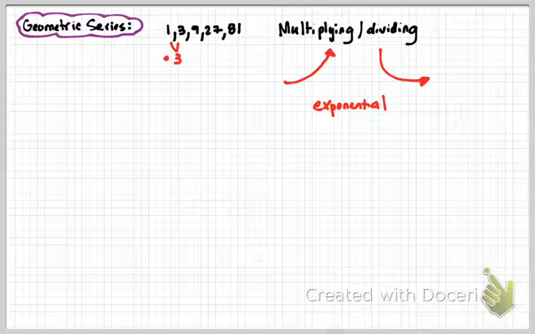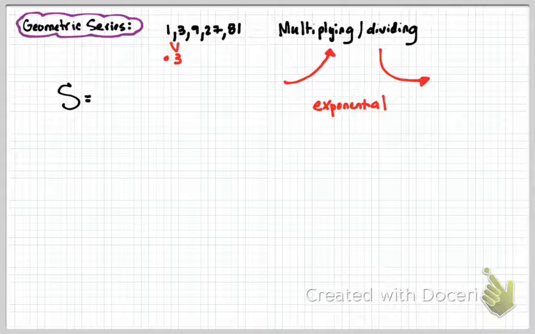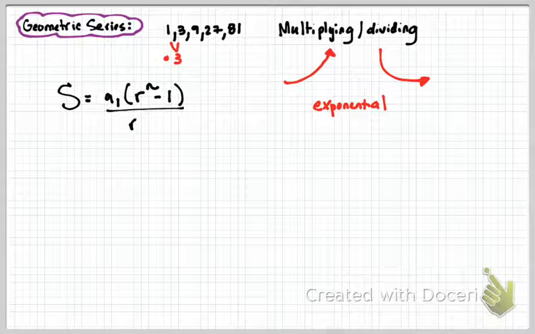Alright, so what's the formula? Some of the same terms are used, so some of the same common language. S, your sum, equals A1, which represents what now? First term, times R, which is a new letter, I'll tell you what that is in a sec, to the n power minus 1 divided by R minus 1.